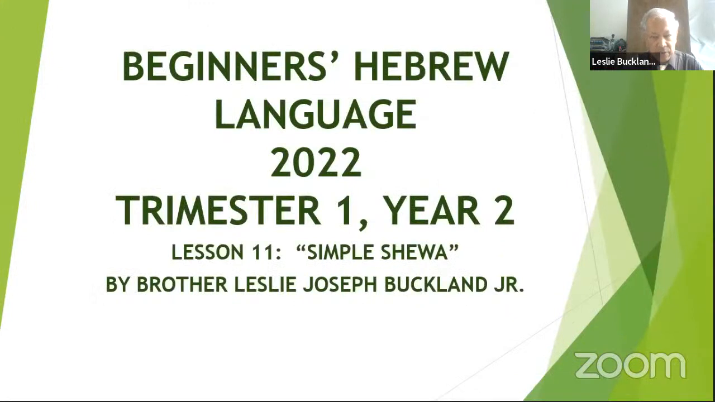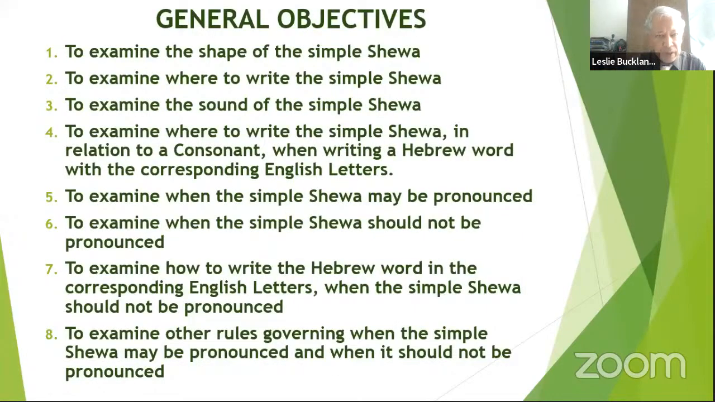So lesson 11 is the first lesson in our new trimester, in our new year, entitled Simple Schwa. The general objectives for this lesson are: 1, to examine the shape of the simple schwa. 2, to examine where to write the simple schwa. 3, to examine the sound of the simple schwa.